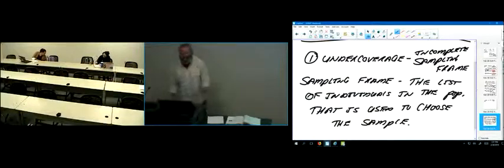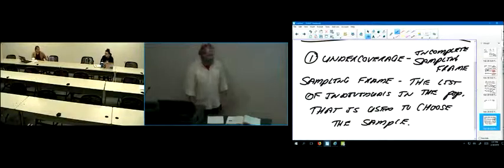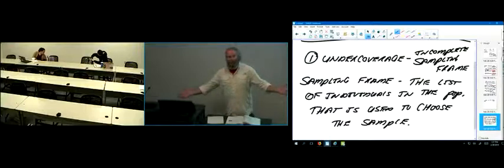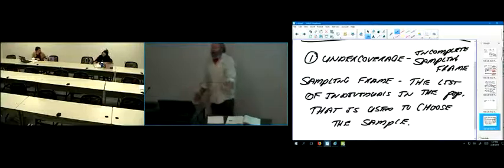So that's the way I think about it. Somebody's talking to me about undercoverage. That just means whatever list you had, whatever sampling frame you were using, you left off groups of the population on your sampling frame, right? It's incomplete. That's as simple as I can make this.